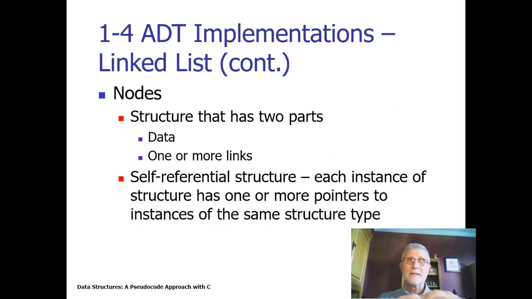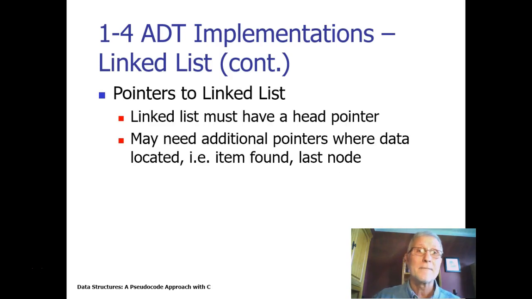Now, each element is what they call a node. So we had a little element, had a number in it, and it's made up of two parts, right? Data and a pointer. That's called a node. It's called a self-referential structure only because it can have one or more pointers to the same structure type.